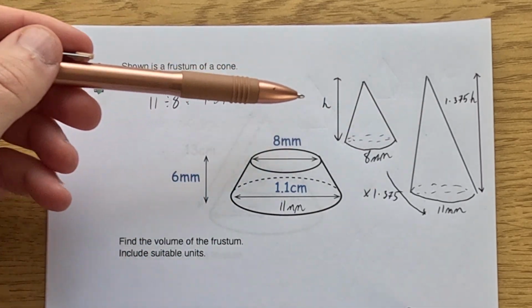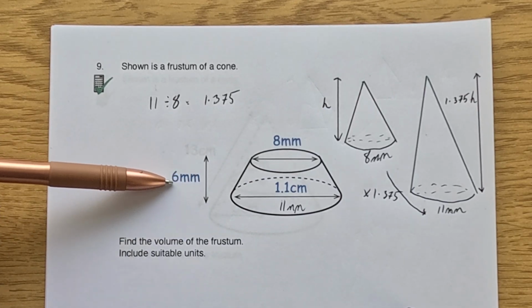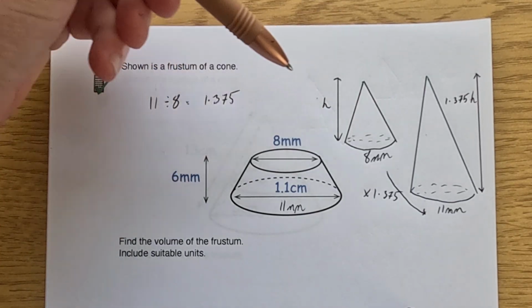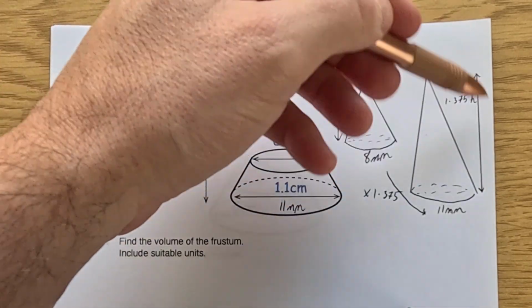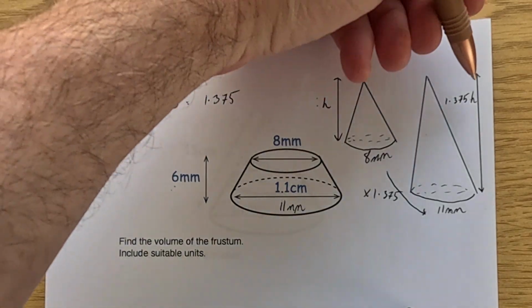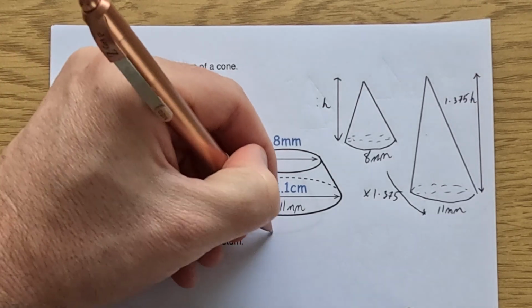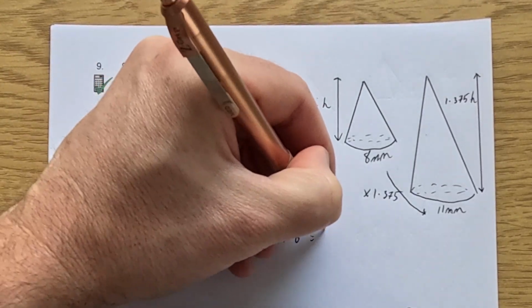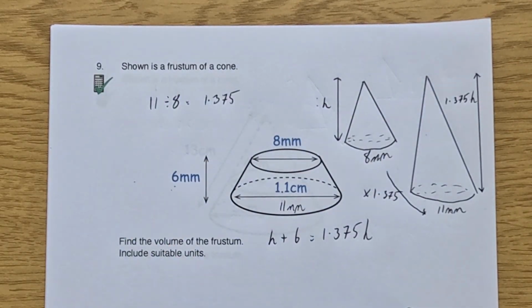Now, we do know the height of the smaller cone is h, and we know the height of the frustum is 6 millimeters. So it means that h plus 6, the height of the frustum plus the height of the smaller cone, must be equal to the height of the larger cone. So h plus 6 is equal to 1.375h. So let's write that equation down: h plus 6 is equal to 1.375h. And if we solve that equation, we can find h.